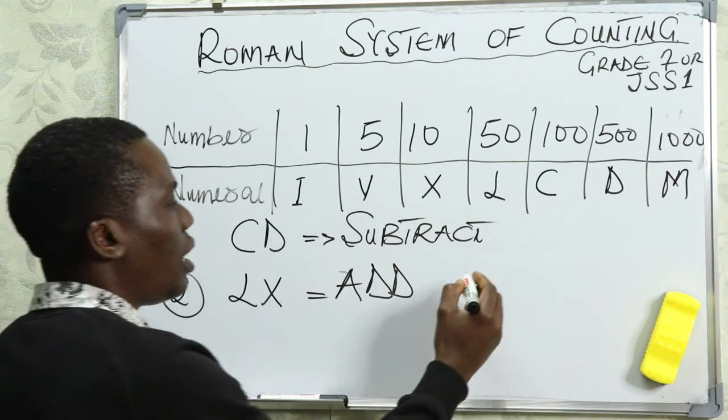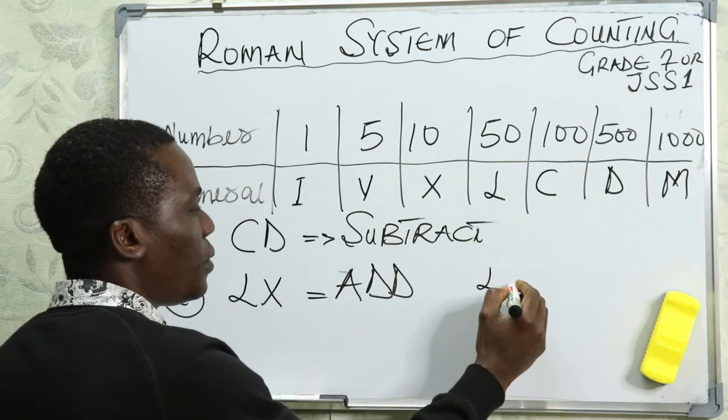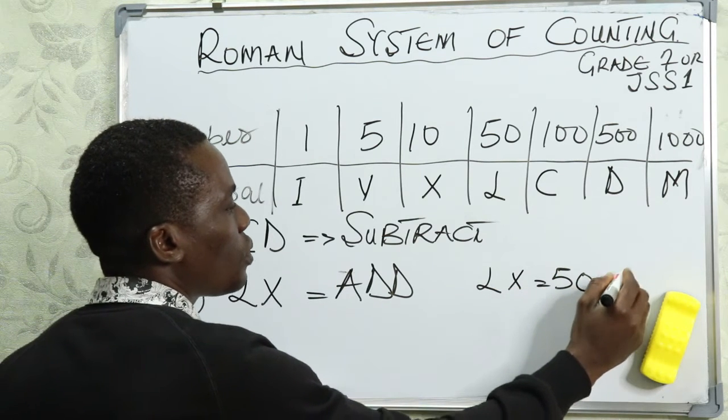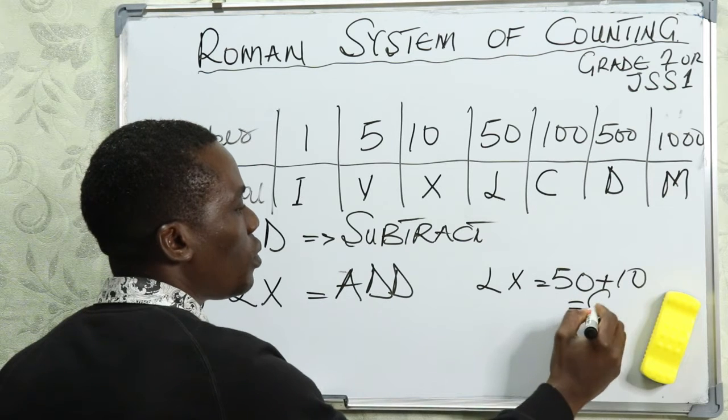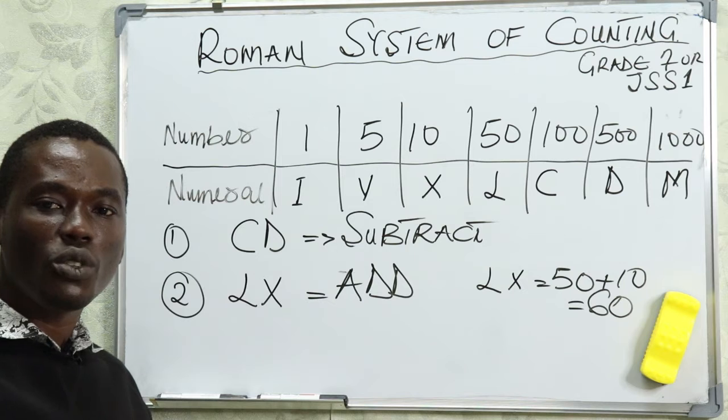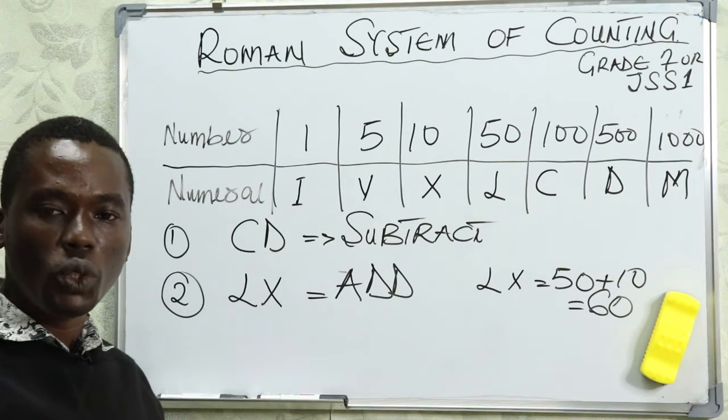If you have your LX, L is what? 50, and X is what? 10. So that will give you 50 plus 10, and this will be equal to 60. You see how easy it is to form complex Roman numerals.